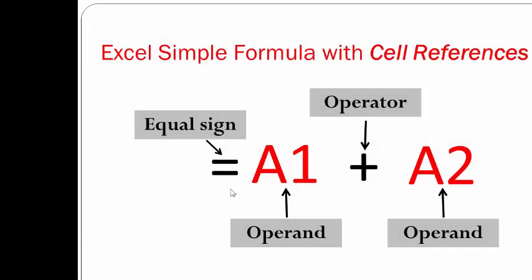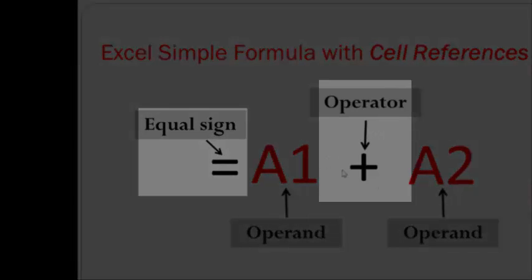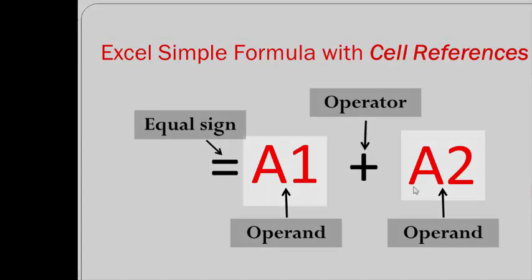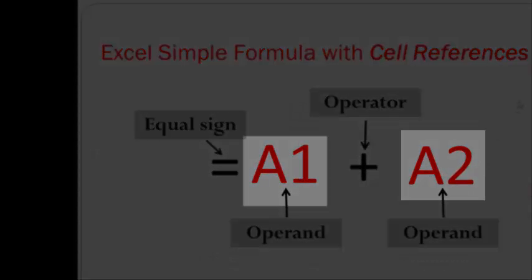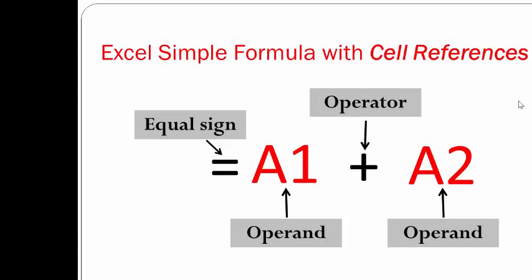Remember, a formula always begins with an equal sign, always has an operator, such as plus, and in Excel, we'll use cell reference names. So for example, if I wanted to add cells A1 and A2, my formula would be keyed in as equals A1 plus A2.